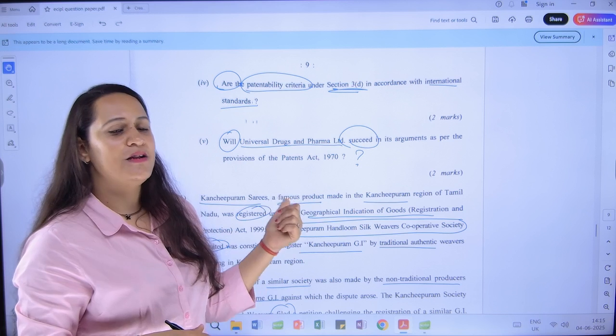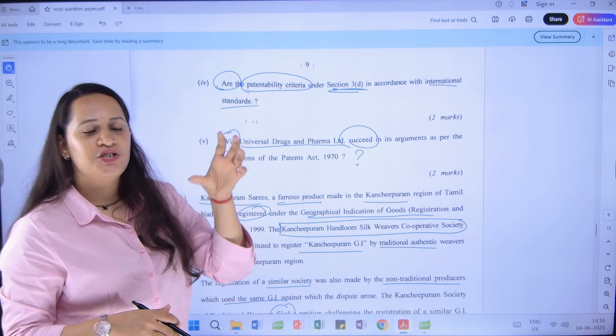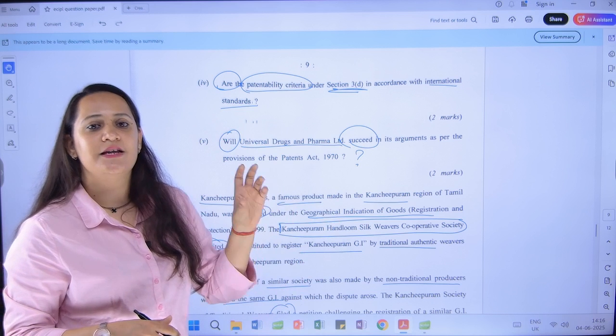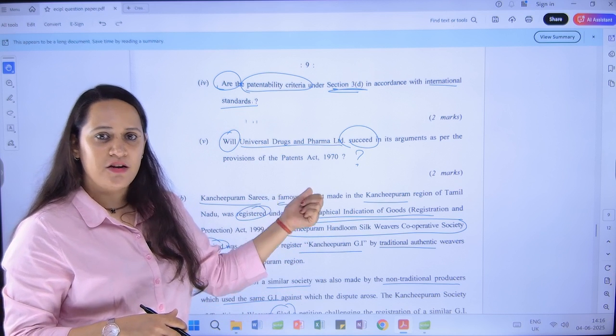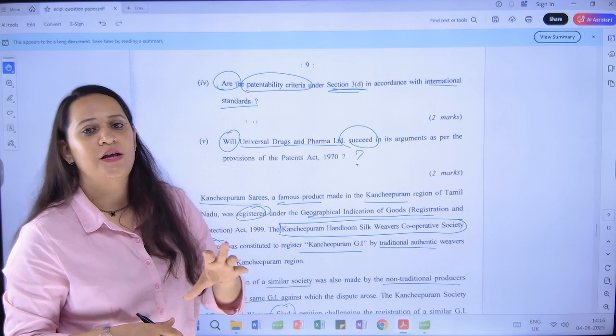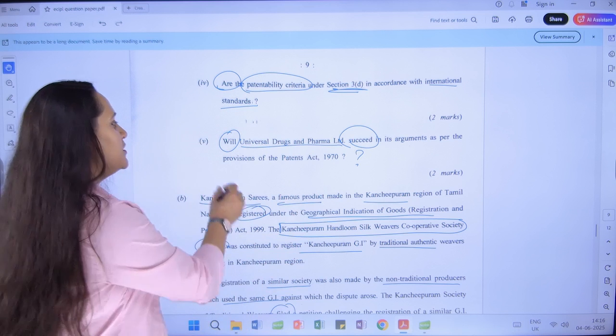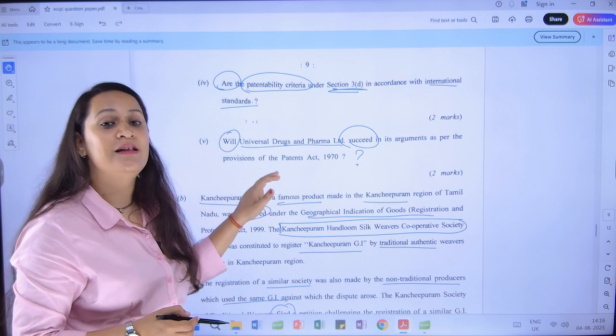You should tell whether the patent will be granted or will not be granted in the given scenario, that it is just an improvised version of an existing compound which they claim to be more efficient. Under 3D, should it be rejected or should the patent be granted or not? What is your outcome? What do you think you have to give in that situation? So this is the most challenging question because you have to give legal reasoning.